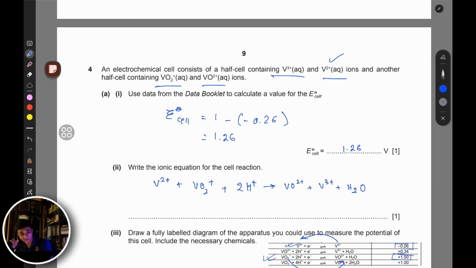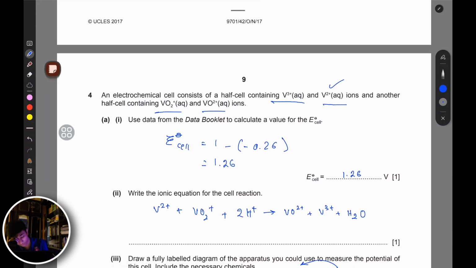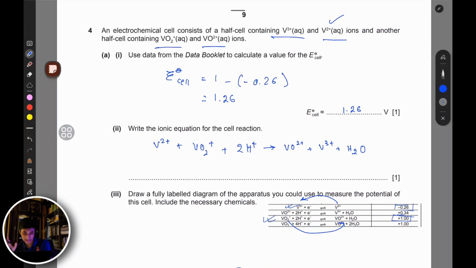Alright, so the last question for this video is rather complicated and tricky, so let's look at it. This is from October-November 2017. The question is asking, an electrochemical cell consists of a half cell containing V3+ and V2+ ions, and another half cell containing VO2+ and VO2+. So these ions are in one half cell and these ions are in another half cell.